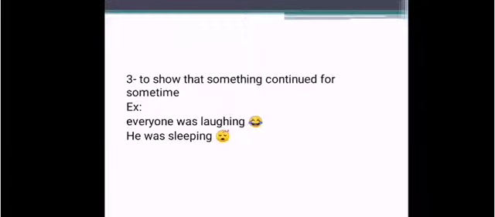So the third use is to show that something continued for some time. As we mentioned before, for example, everyone was laughing. Everyone was laughing for a certain period of time. He was sleeping, for a certain period of time too. It's the same thing: when we talk about something that was continuing over a period of time in the past.